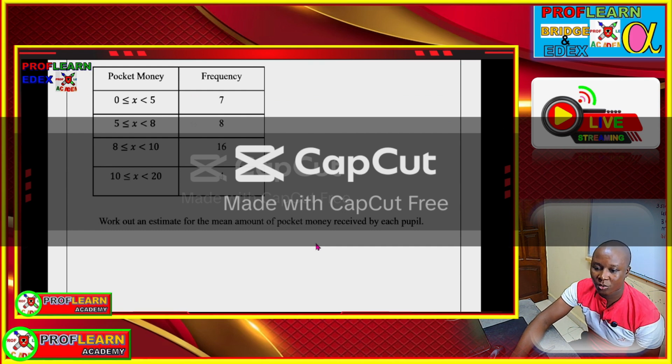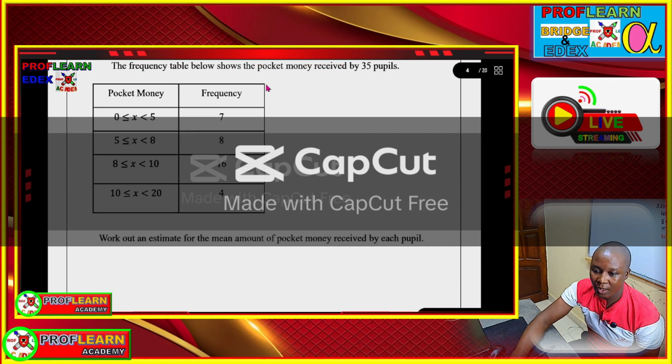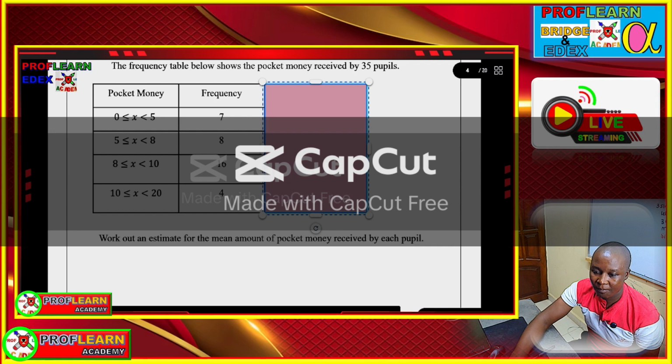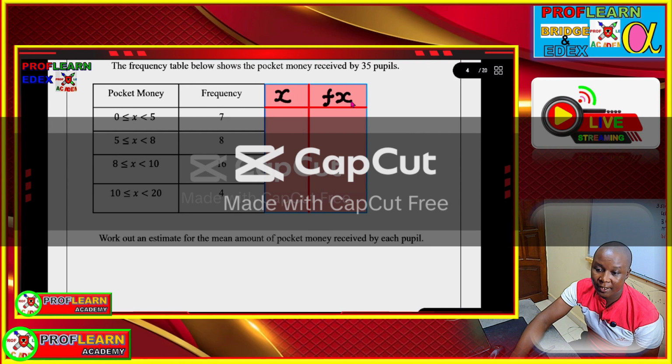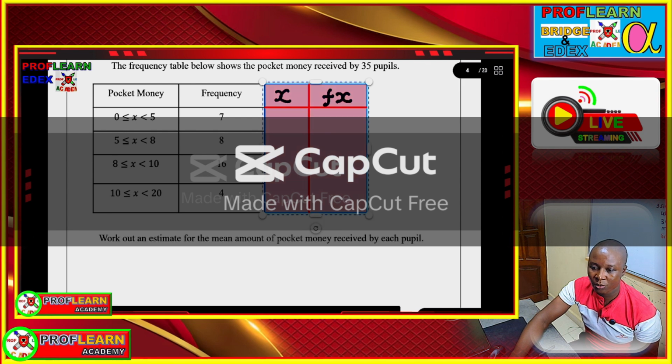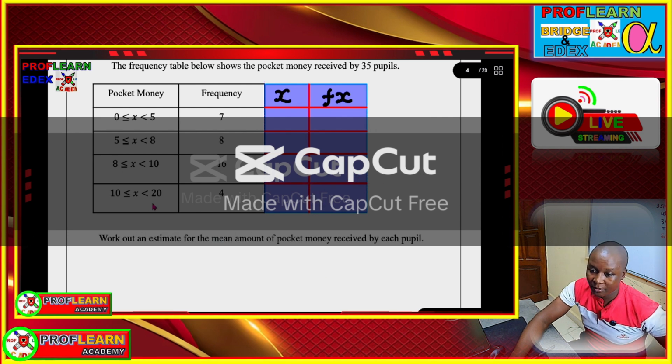In order to work this out, we work out the midpoint of each class. So we're going to find x and f times x. First we need to find x, which is 0 plus 5 divided by 2. Let me just draw these lines first here.